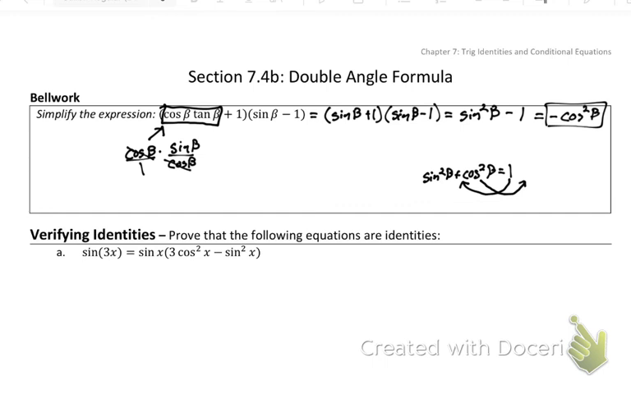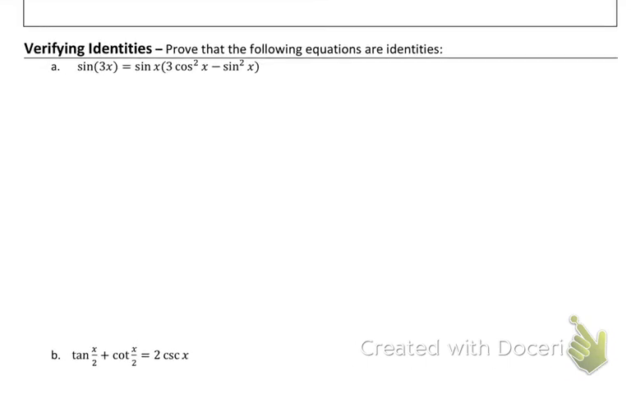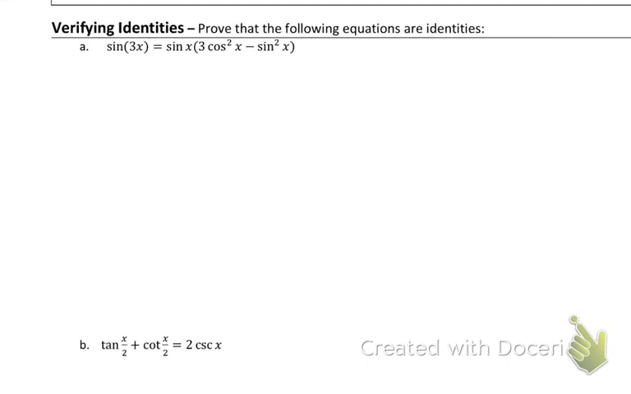All right, now we're going to get to the hardest verifying identity that could possibly be on the test. Let's see why it wouldn't be. All right, and this one, we're supposed to verify that sine of 3x equals sine x times the quantity 3 times cosine squared x minus sine squared x.